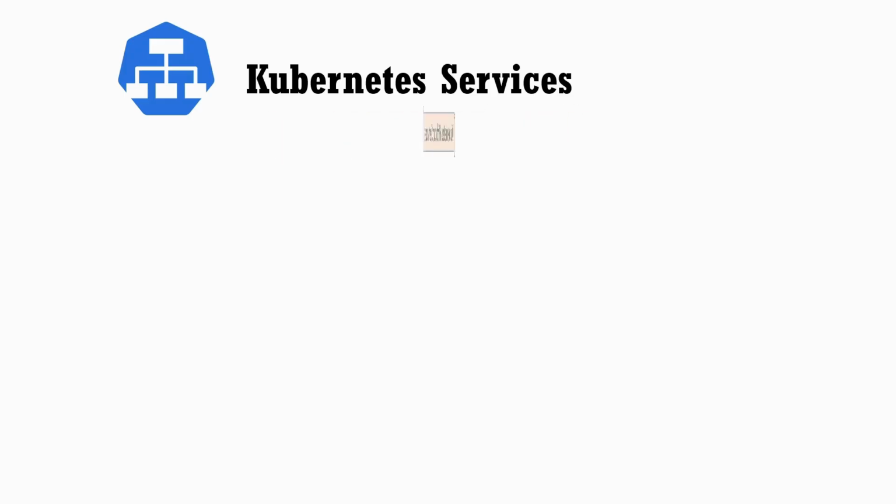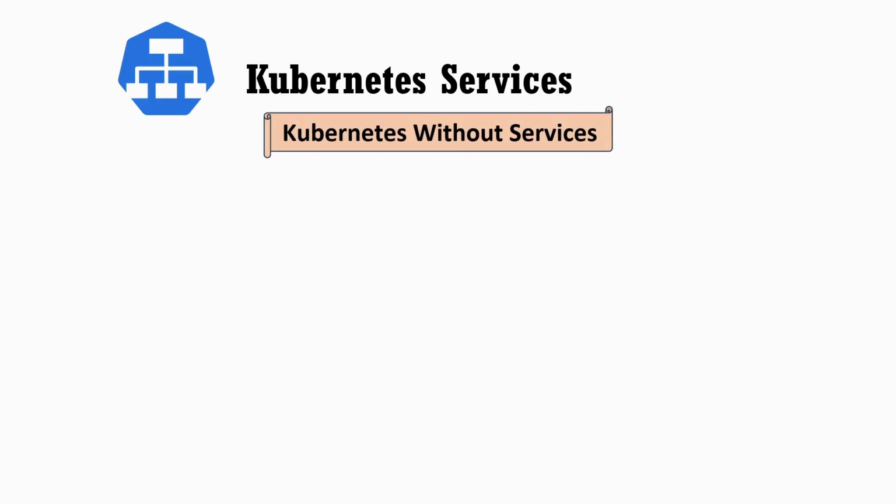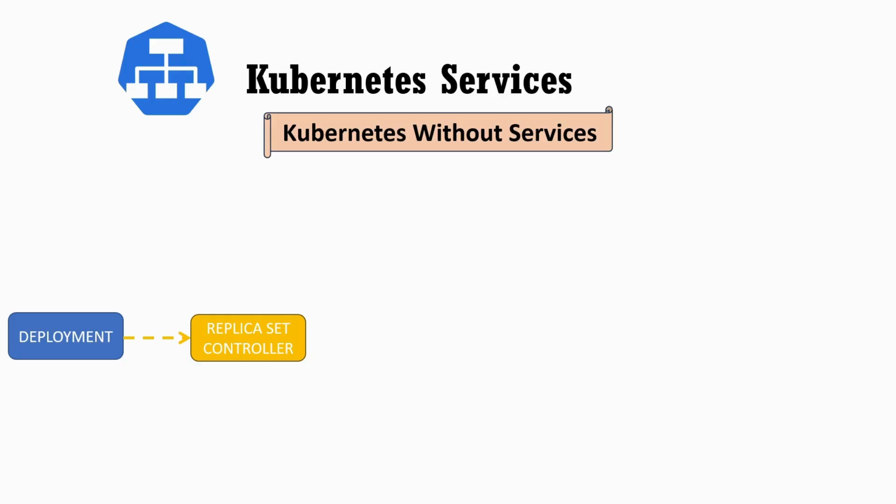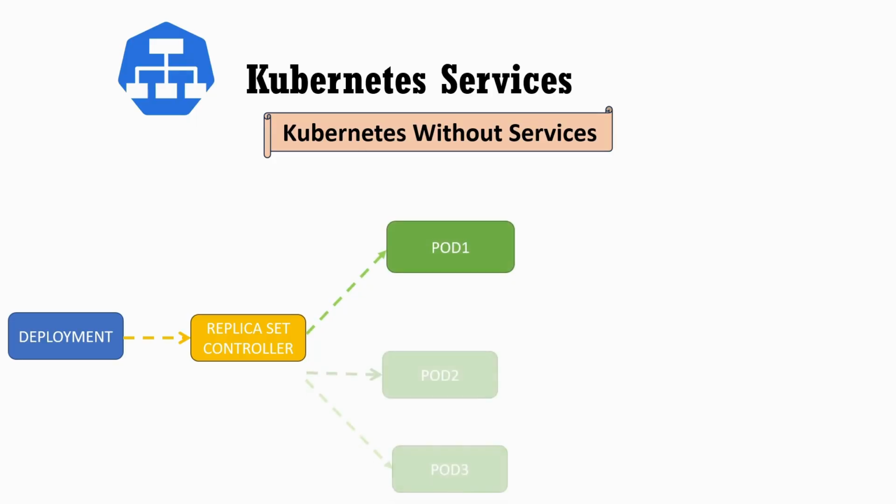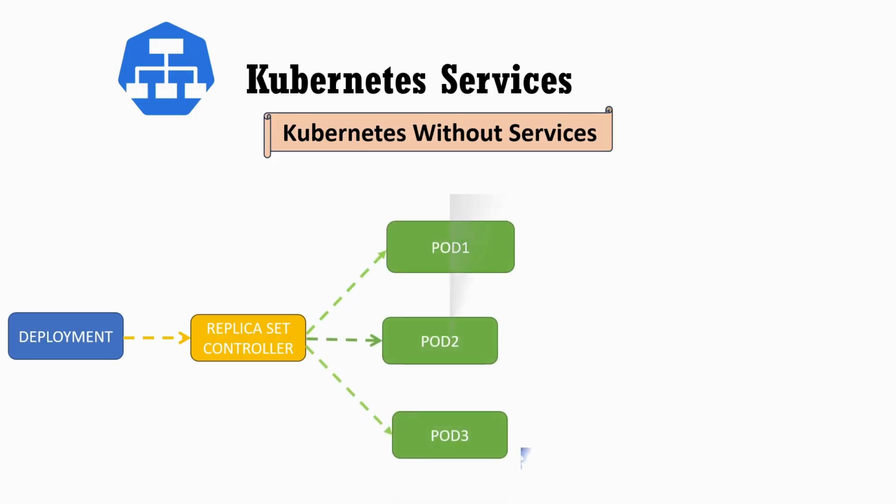Let's walk you through a simple scenario, Kubernetes without services. So we know we deploy a pod using deployment in Kubernetes. The deployment then creates a replica set, which is a controller and responsible for maintaining the desired number of pods. So if we set the replica count to 2, it creates 2 pods. Similarly, if we set it to 3, it creates 3 pods. Simple. Now suppose we want 3 replicas, pod 1, pod 2 and pod 3 in a worker node.